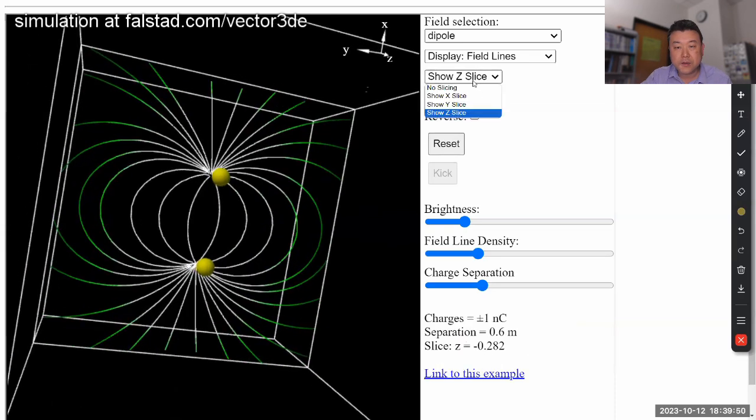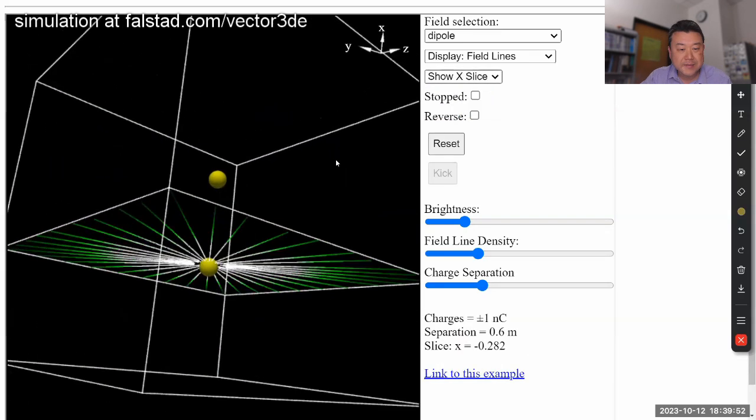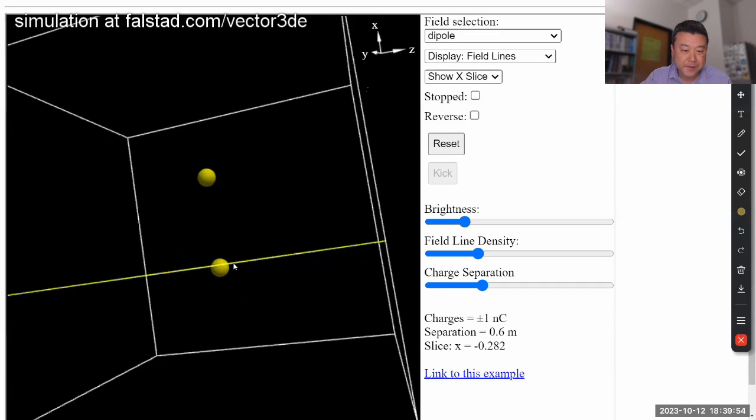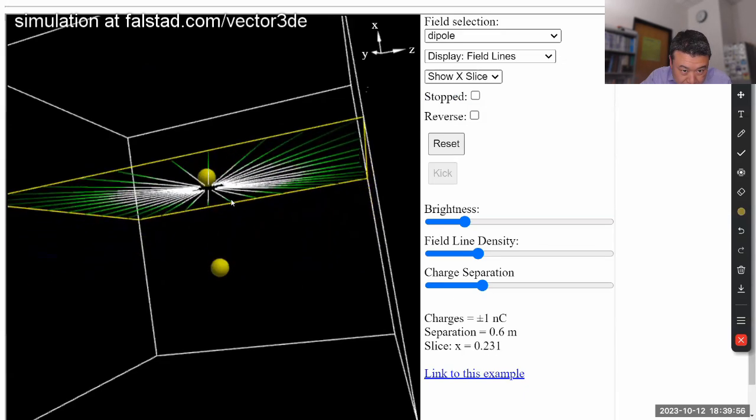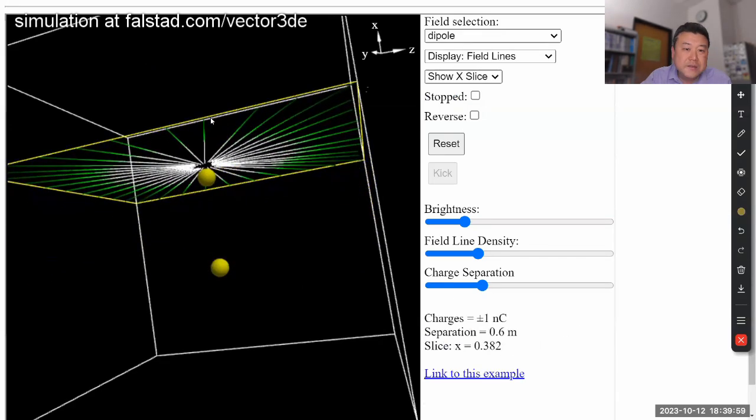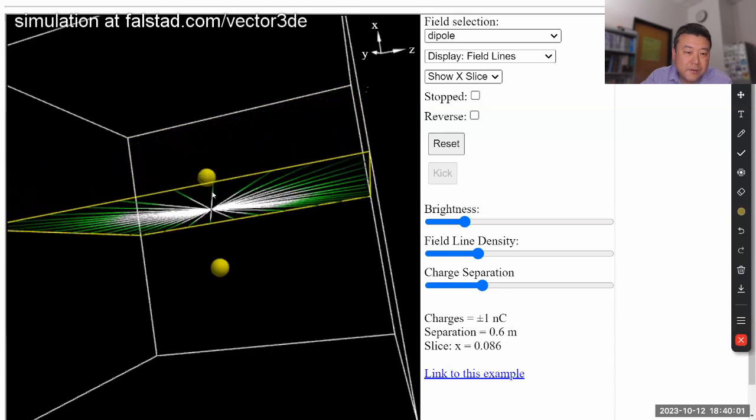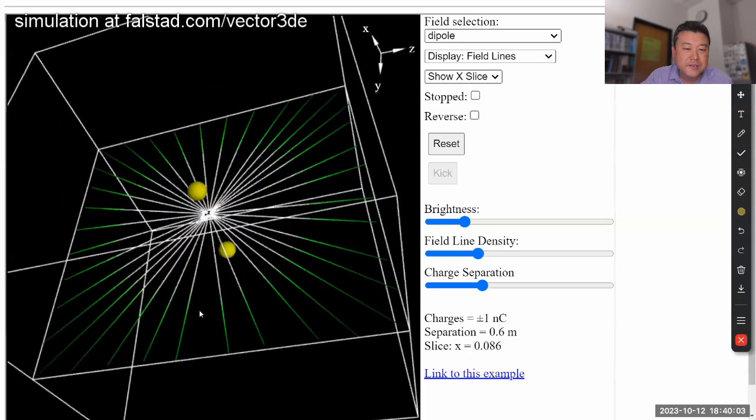And when you take an X slice, it can look a little bit weird. I guess because they don't have the arrows. Oh, sure. Yeah, I think the X slice just looks weird.